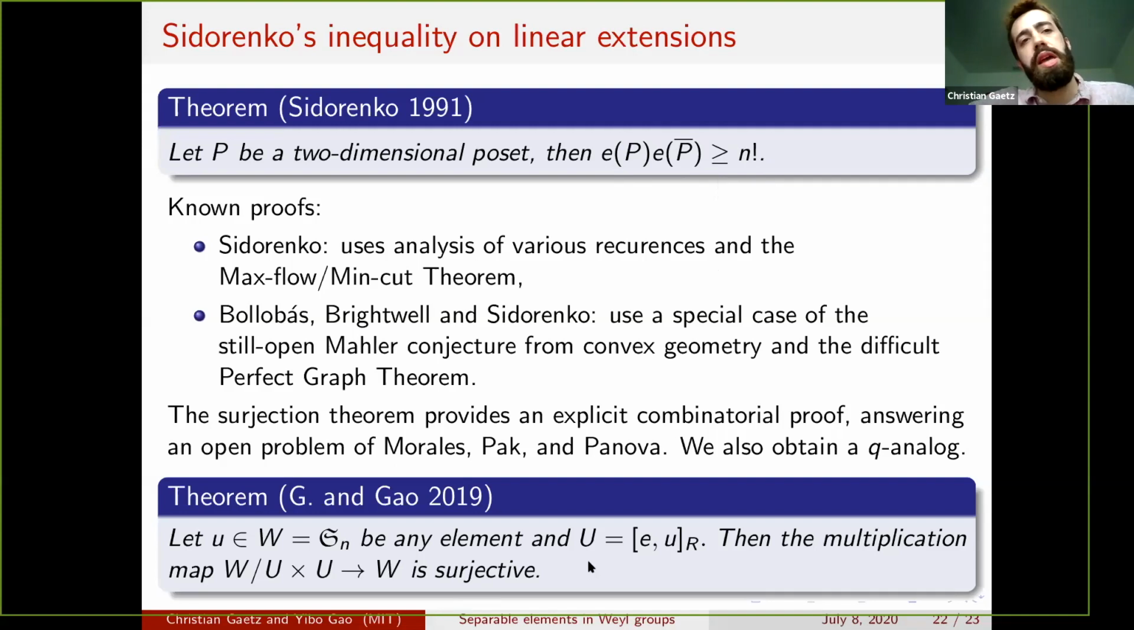Because, as I was saying, Björner and Wachs's result relates the number of linear extensions to the size of a weak order interval. That is a parabolic, a generalized quotient times this weak order interval. So for the right choice of U, the size of this U will be the number of linear extensions. The size of this quotient will be this number of linear extensions. And we have a surjection onto the symmetric group. So the product of these numbers must be at least n factorial. We also can refine this inequality by giving a q-analog based on the length of these linear extensions.